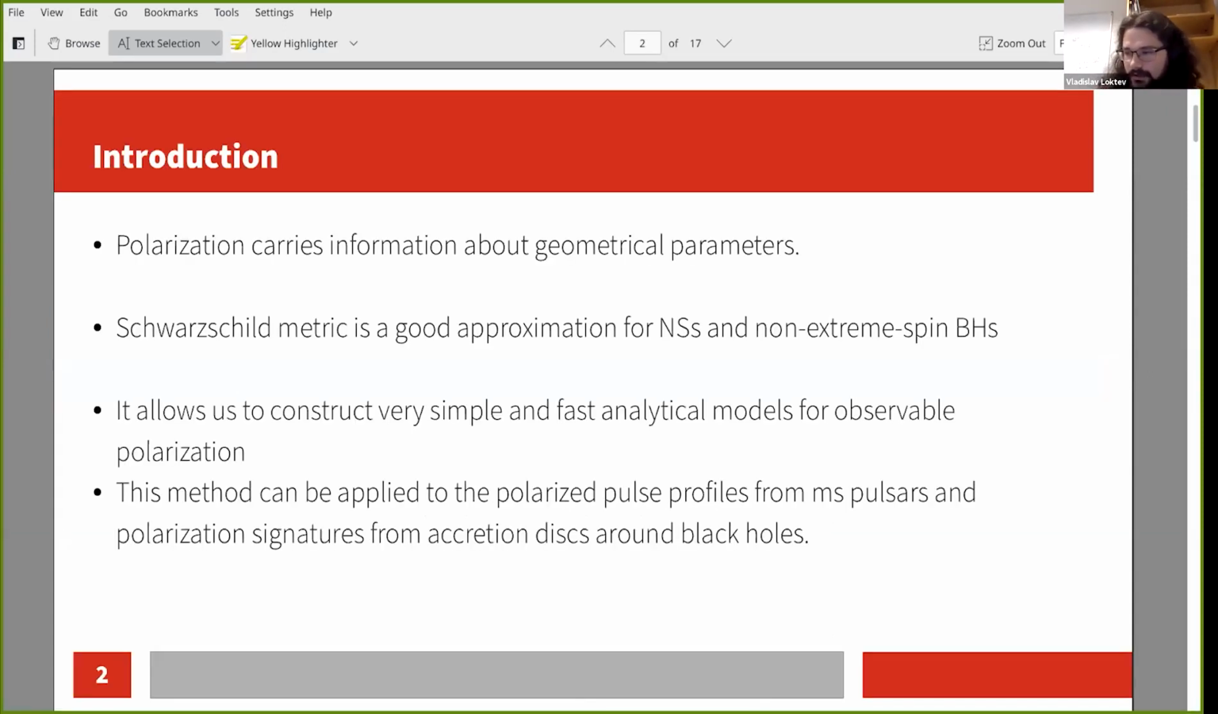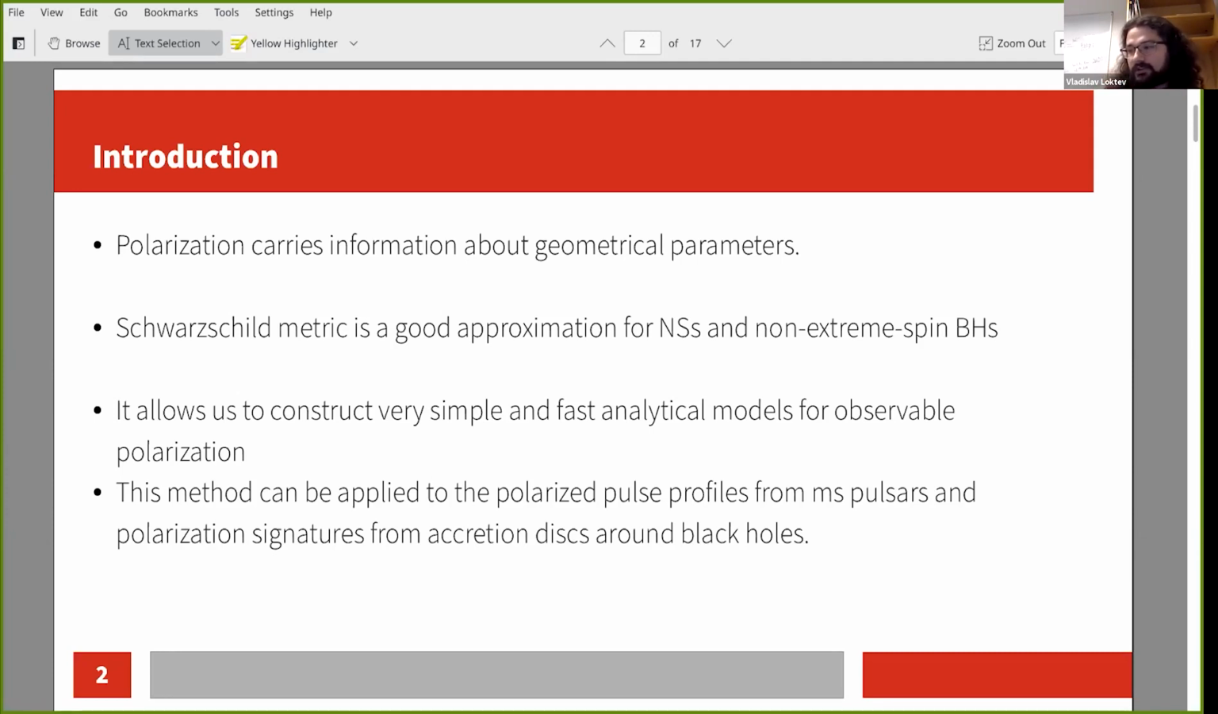Anyway, first of all, as has been mentioned, X-ray polarization spectra carry important geometrical information, for example the inclination of an X-ray pulsar, the inclination of the accretion disk in an X-ray binary, the magnetic field structure in the disk, or basically anything about the geometry of the emission. And the Schwarzschild metric often appears to be a good approximation of the space-time geometry around compact objects.